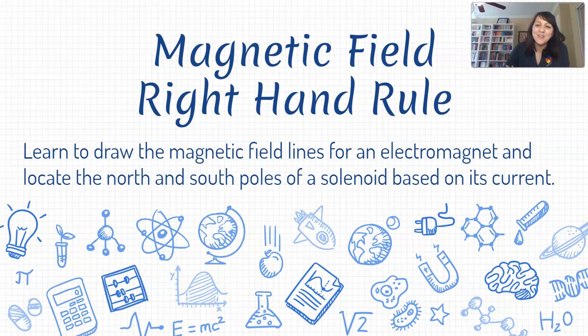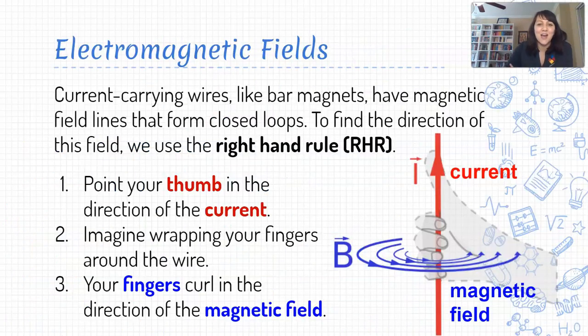Hello. In this video lesson, I'm going to be going over how to use the magnetic field right-hand rule in a little bit more depth so that you can predict the orientation of a magnetic field from not only a straight current carrying wire, but also for a solenoid, which has that north and south pole as well. So let's go ahead and dive in.